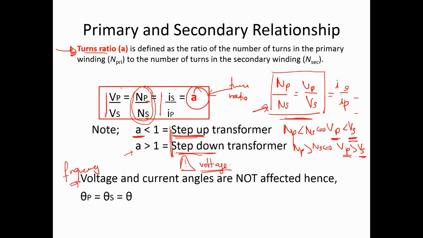That means that if the frequency remains constant, then the voltage and current angles are not affected. So in AC current, if we plot voltage and current, imagine the voltage is in red, and the current is in blue with a certain phase shift, theta P and theta S. Imagine this is VP and IP, and the phase shift is what we call theta, right?